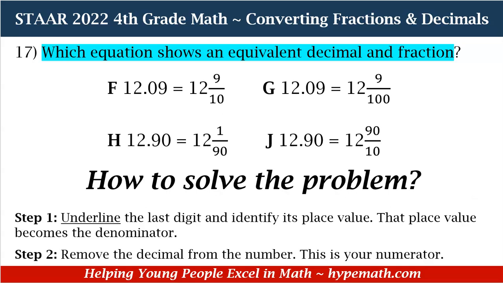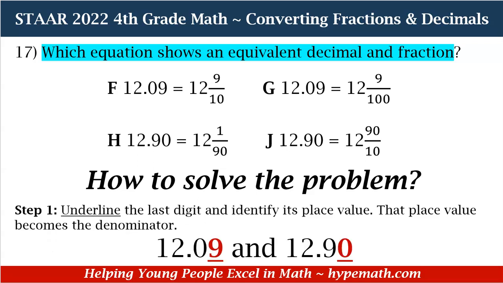So how do we solve the problem? Well, we're going to solve the problem just like we talked about before in converting decimals to fractions. Number 1, we're going to underline the last digit and identify its place. That place value becomes the denominator. And then step 2, remove the decimal from the number. That is our numerator. So let's dive in.